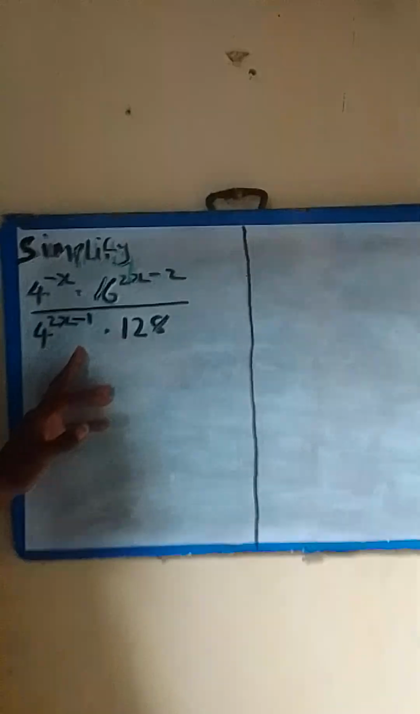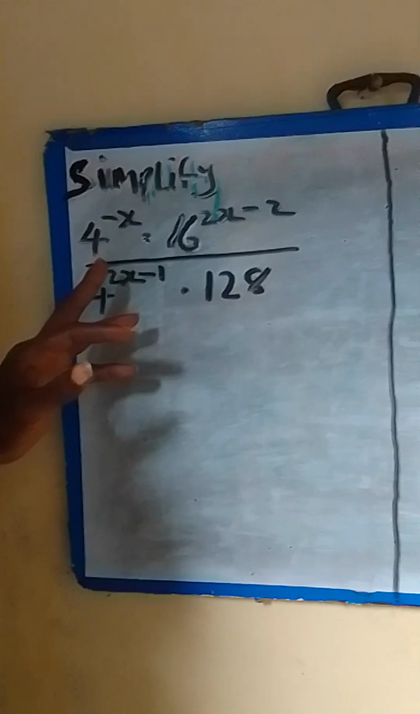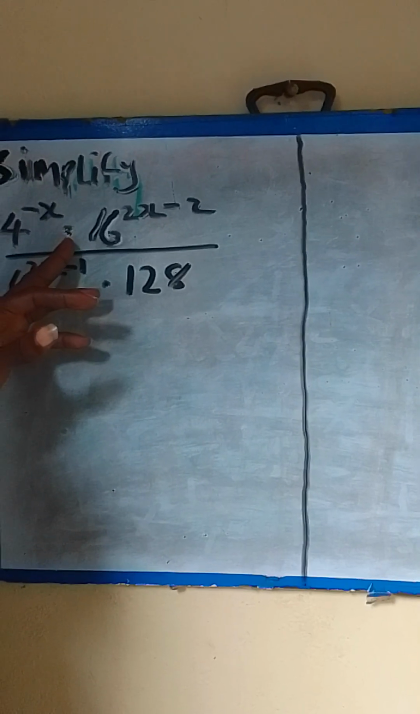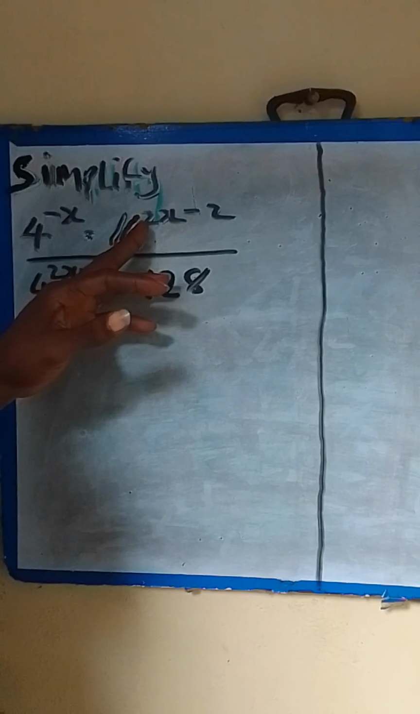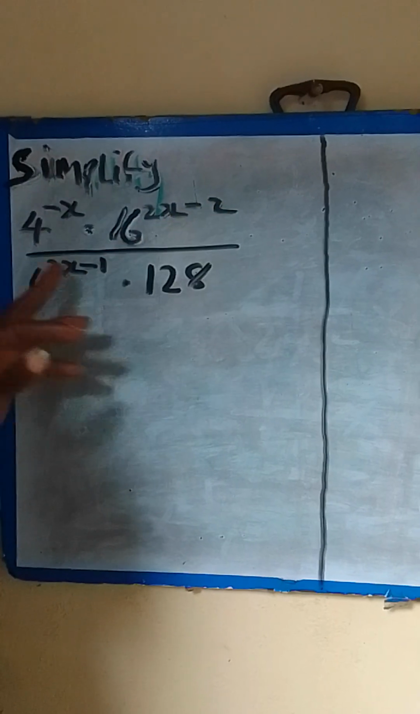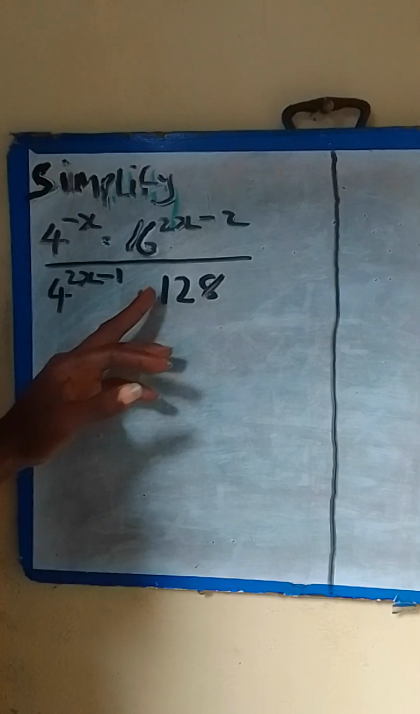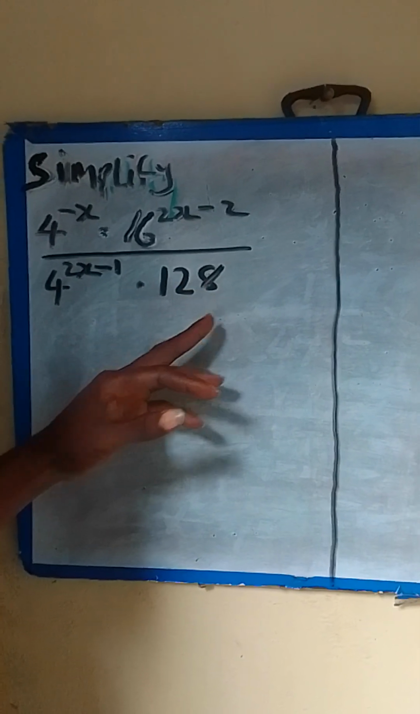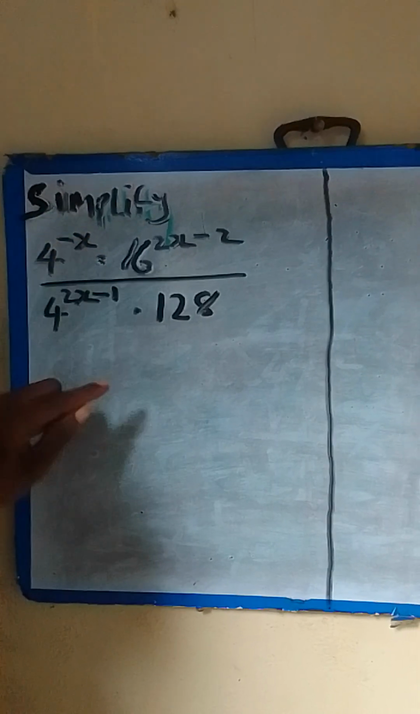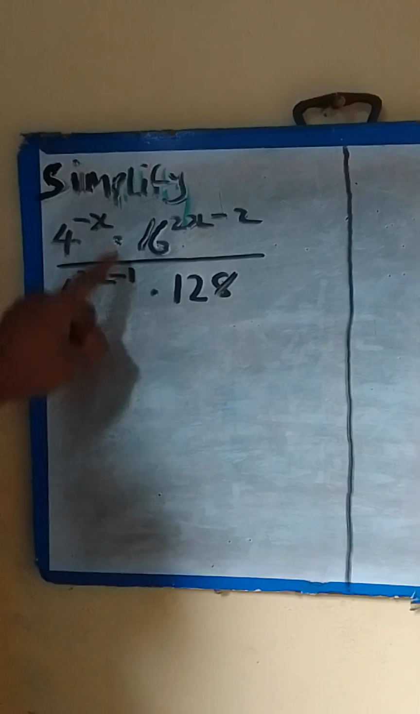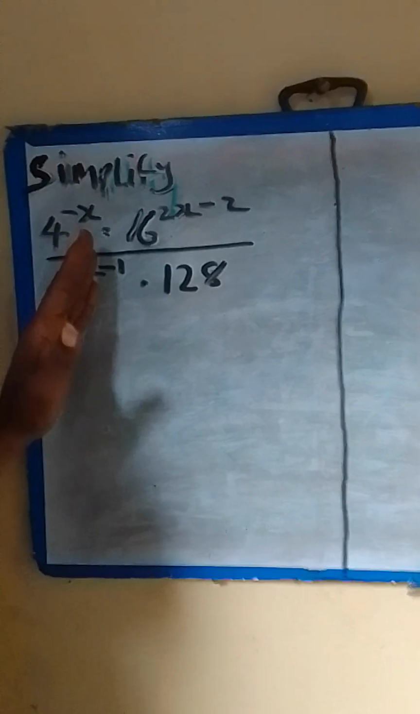So now we want to look at the last problem in indices. As you can see, we are asked to simplify 4 raised to the power minus x times 16 raised to the power 2x minus 2, all over 4 raised to the power 2x minus 1 times 128. When you see a problem with a dot separating two numbers like this, it means times. So a problem can come this way.